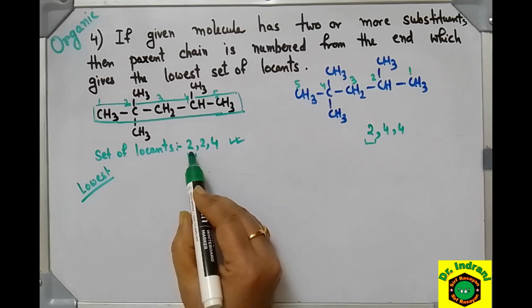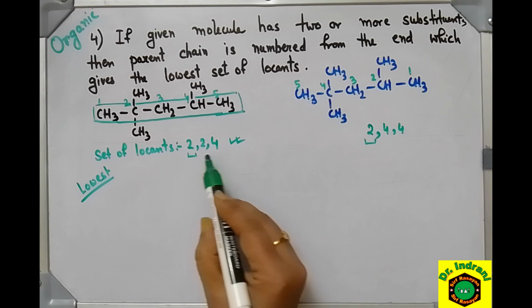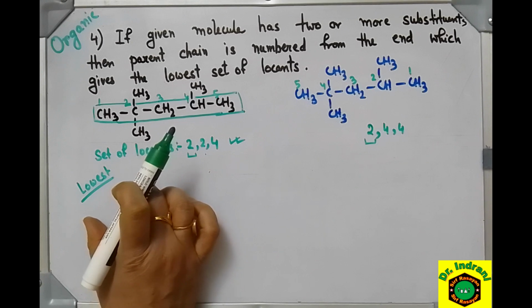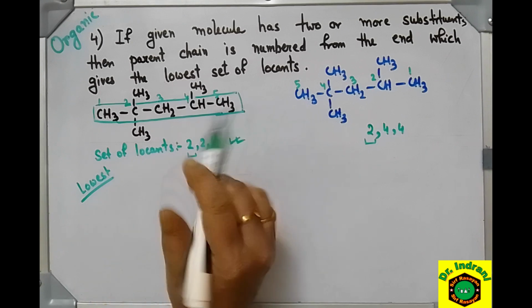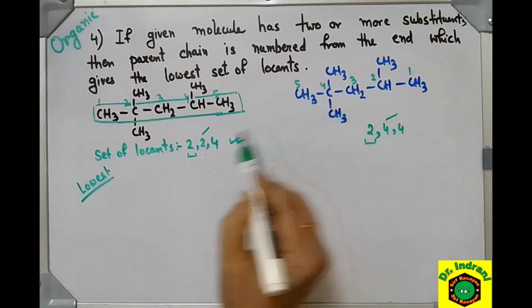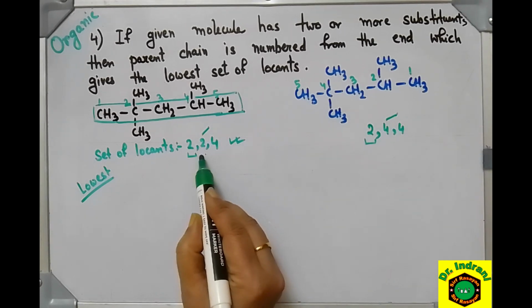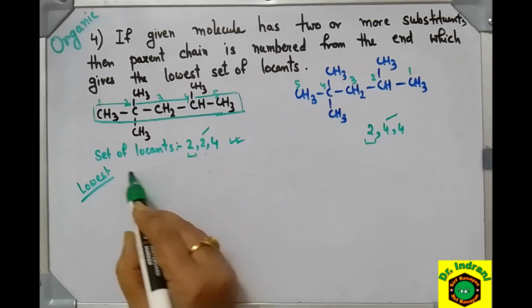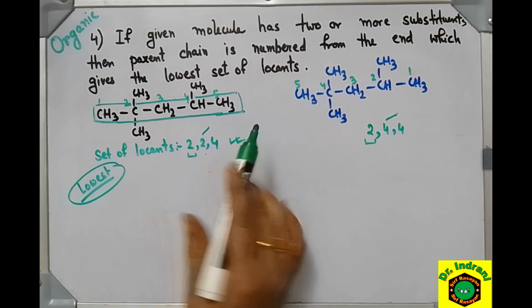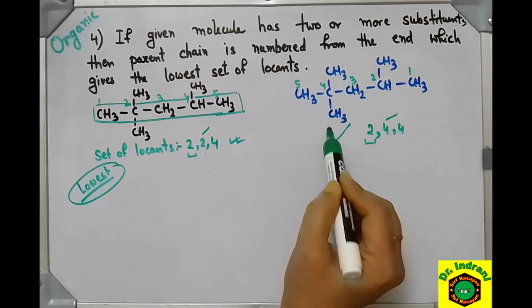That means here at first terms are same. So here difference is where? At the second term. So that set is lowest which contains the lowest number at the first point of difference. So here first point of difference is at the second term. So here it is having lowest number. So this is called lowest set of locants. You have to consider this one. You don't need to consider this one.